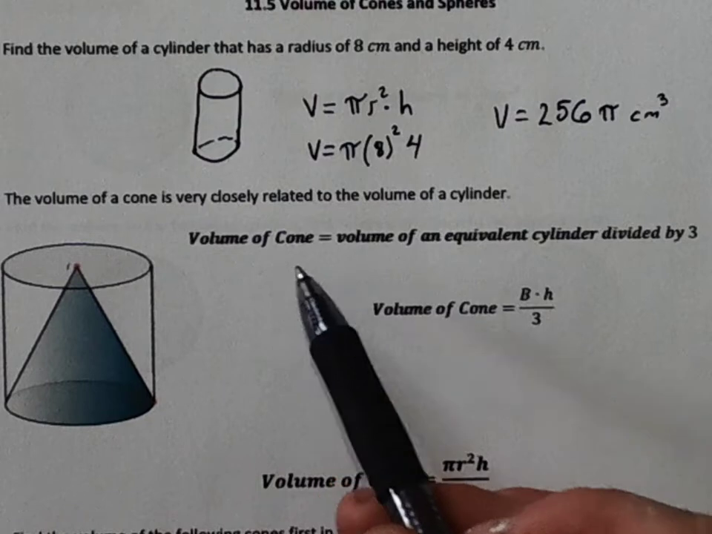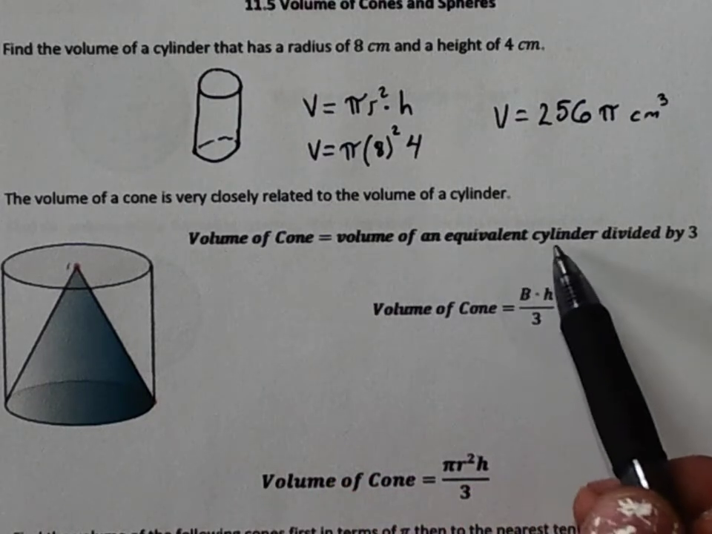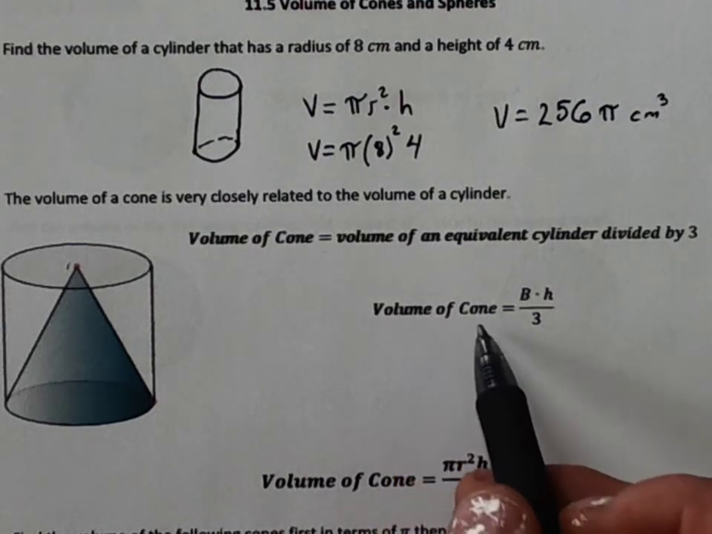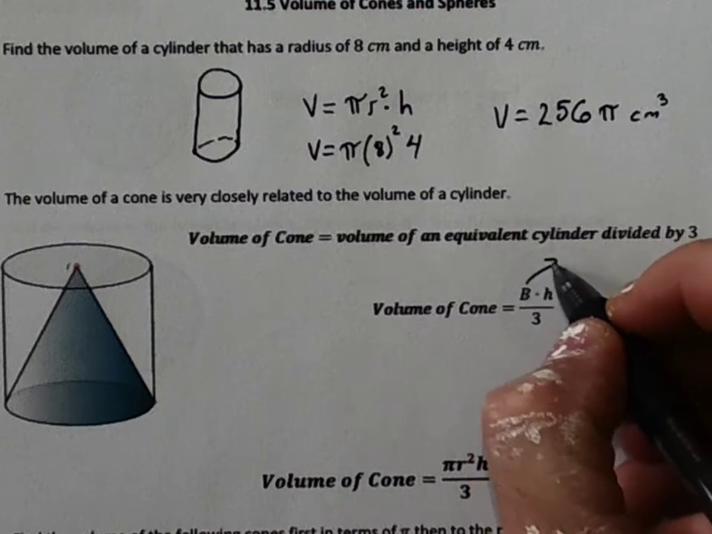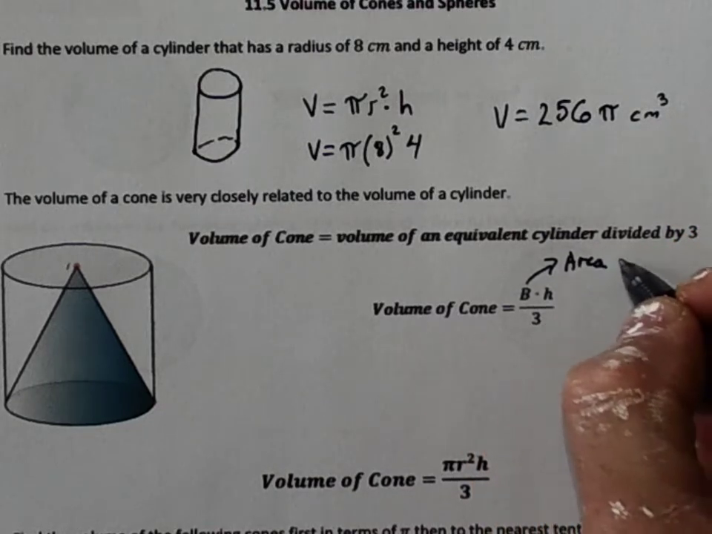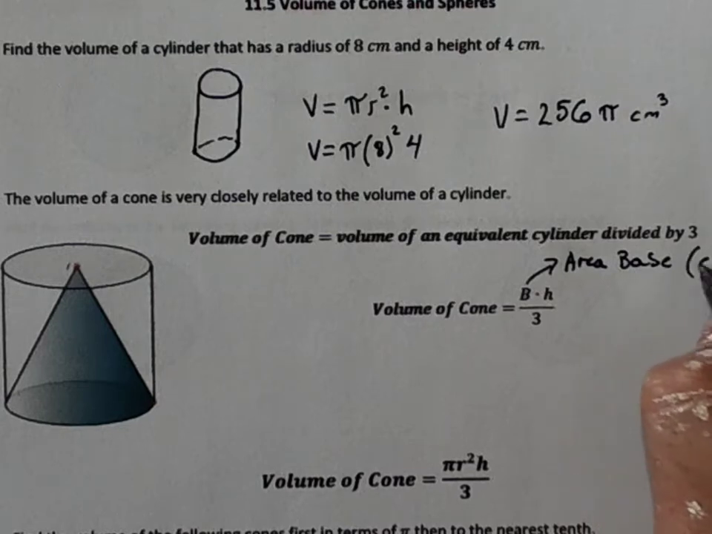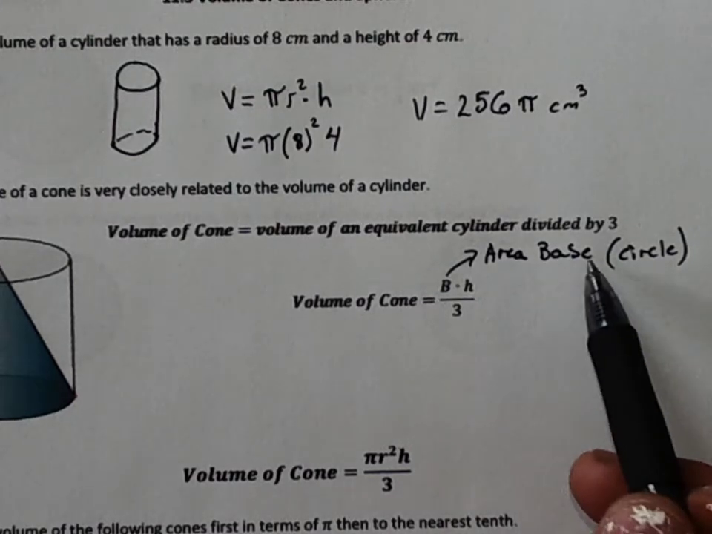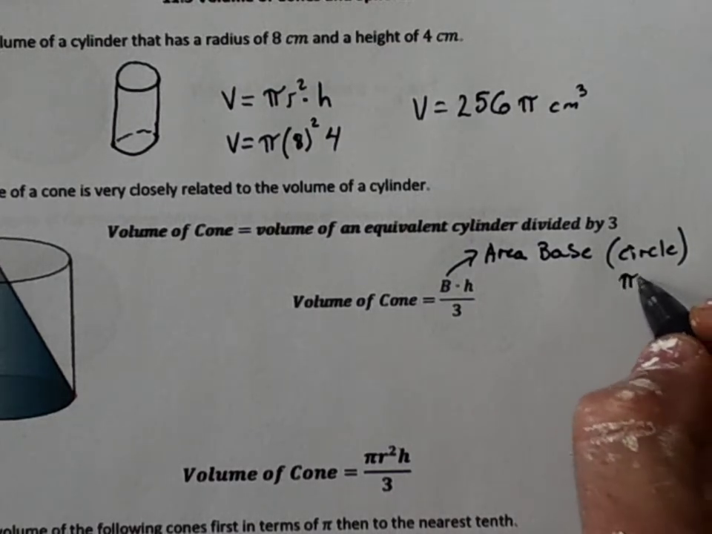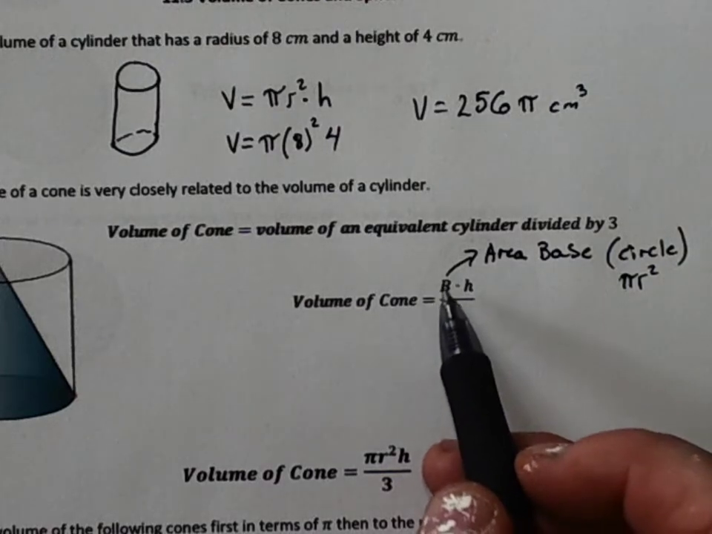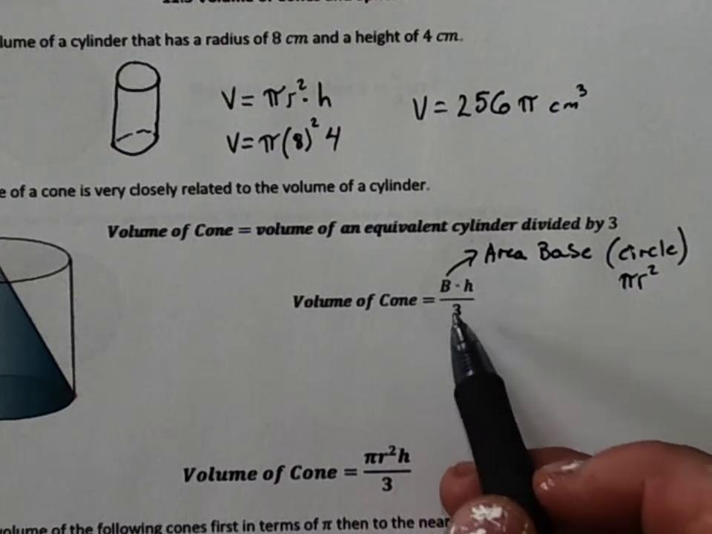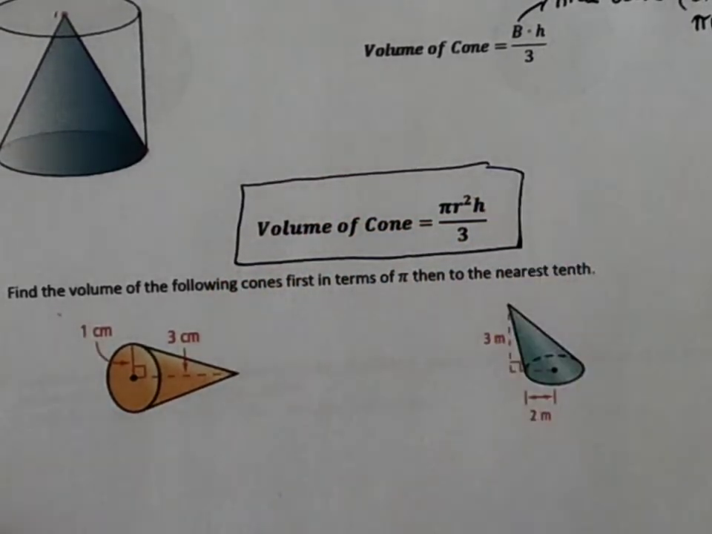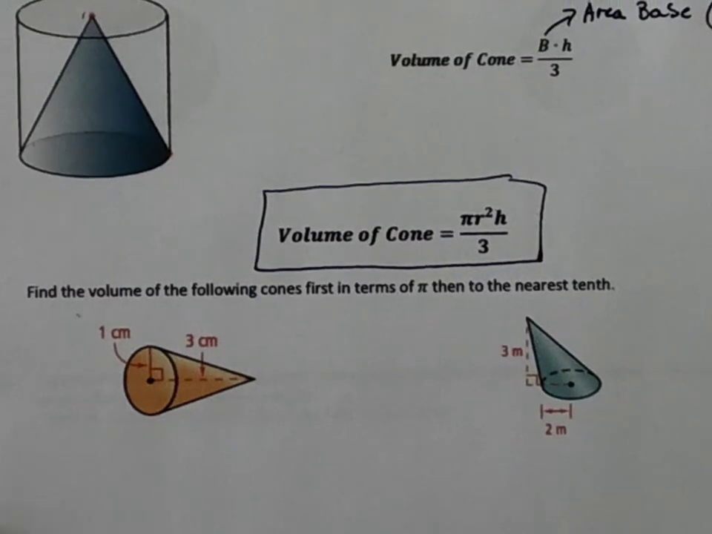The volume of a cone is you take the volume of a cylinder and then you divide it by 3. So the volume of a cone is the area, this capital B here, is the area of the base. In this case, the base is a circle. Okay, so it's the area of the base, which is a circle, and the area of a circle is pi r squared. So it's pi r squared times h, and you divide that entire thing by 3. So that's right here. Volume of a cone is pi r squared h divided by 3.